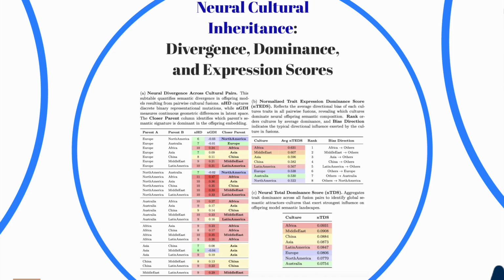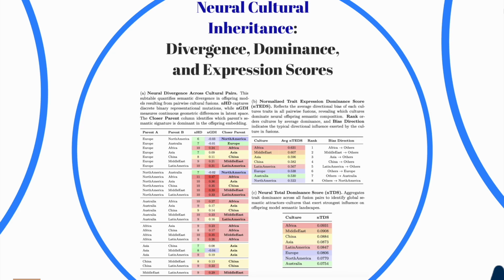What the table tells you at a glance. Divergence, panel A: high NHD and high NGDI flag pairings where the offspring's geometry departs strongly from a parent. The closer parent column names the lineage that anchors the child. Dominance, panel B: NTEDS average dominance rankings show who usually imprints in parent fusions. In our runs, Africa, Middle East, Asia, China, Latin America, and Europe imprint more often, Australia and North America more often yield. Global pull, panel C: NTDS total dominance scores identify cultural attractors.